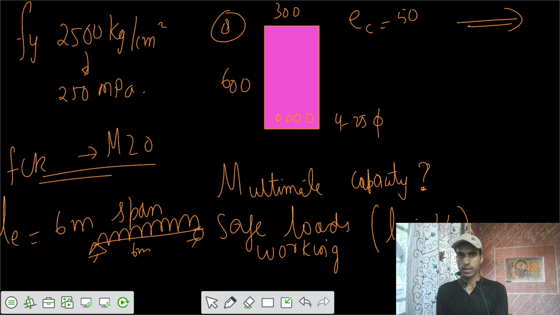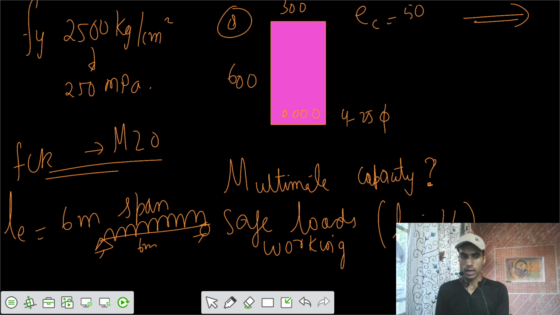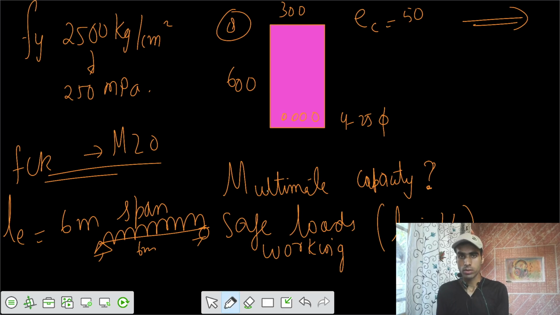The problem is a singly reinforced beam, and we need to get the safe load and ultimate moment capacity for this section. We have four bars with a diameter of 25 mm, so 4-25 bars, 600 mm is the overall depth, and 300 mm is the width of the cross section.